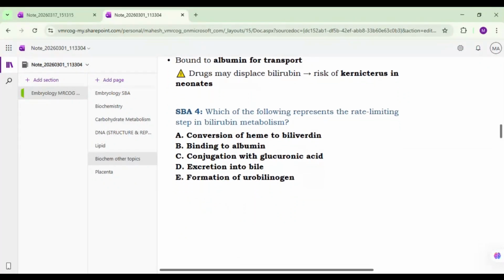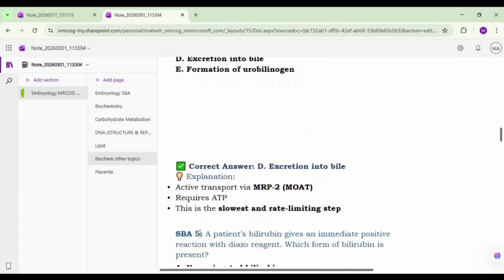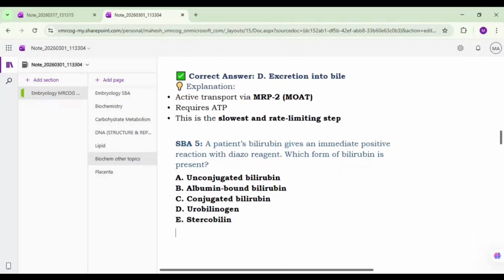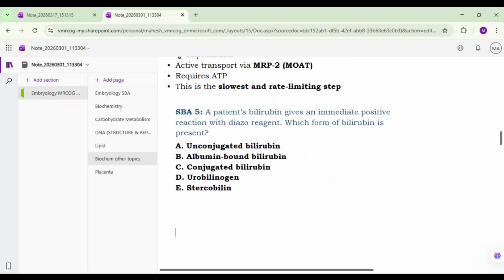Next. Which of the following represents the rate limiting step in bilirubin metabolism? It is option D, excretion into bile. This is active transport via MRP2 or MOAT. It requires ATP. This is the slowest step and the rate limiting step.